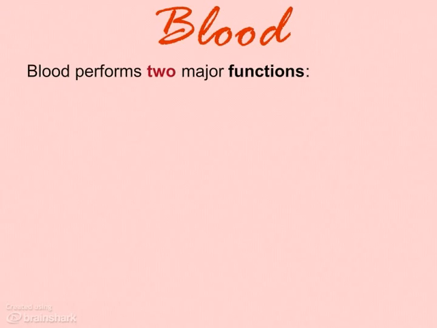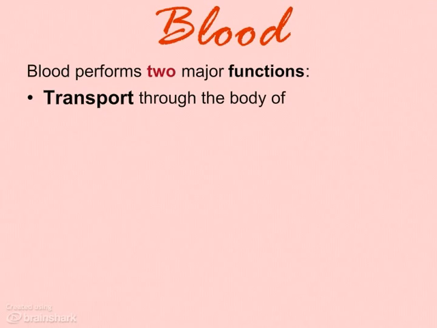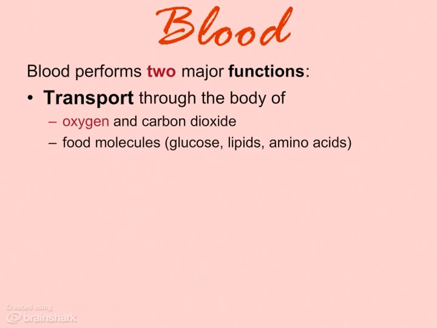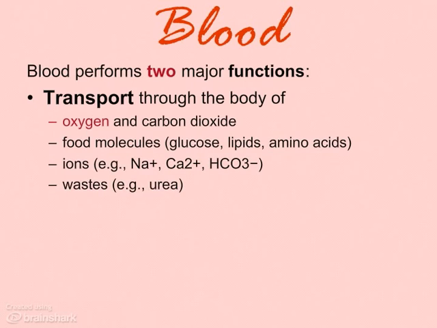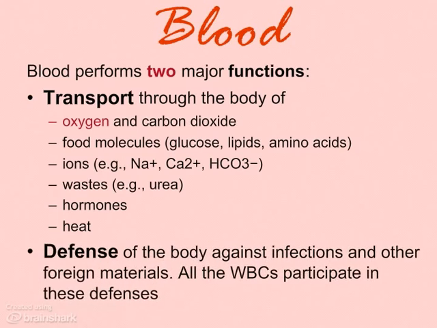Blood carries out two major functions. Function number one is going to be transport throughout the entire body of important things like oxygen and carbon dioxide, food molecules like glucose, fats and proteins, ions from salts, wastes from metabolism, all kinds of hormones, even things like heat, even though it isn't a stuff, that is also going to be transported by the body through blood.